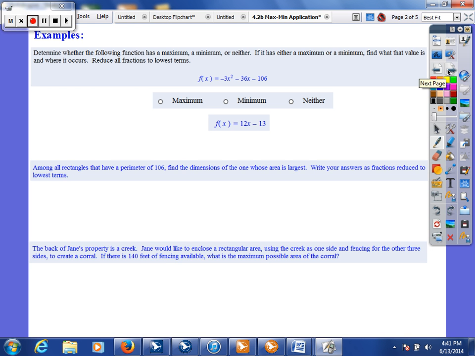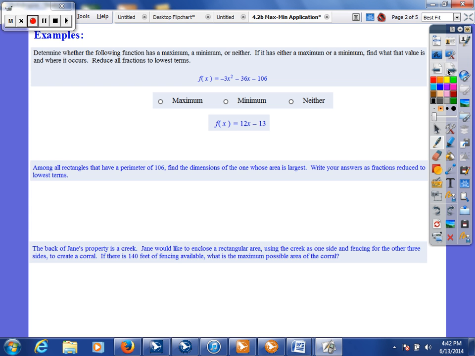Looking at the first one, it says determine whether the following function has a max or min, or neither. If it has a max or min, make sure to specify, find that value. In other words, find the value and where it occurs. So it's asking what the max or min is and where it occurs, meaning the x value. Reduce all fractions to the lowest term. So here's a function.